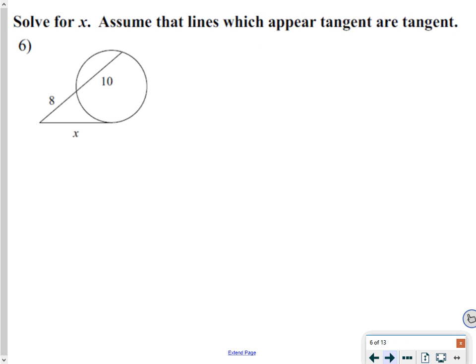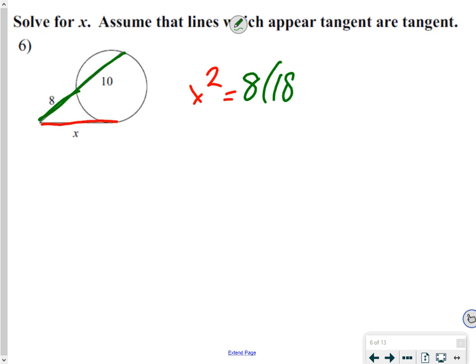All right, this one doesn't really increase in difficulty much, but it is a quadratic. So it's just testing our knowledge of solving quadratics here. All right, so the tangent is x. So tangent squared equals exterior times the whole thing. That's 18, remember. We add them up.